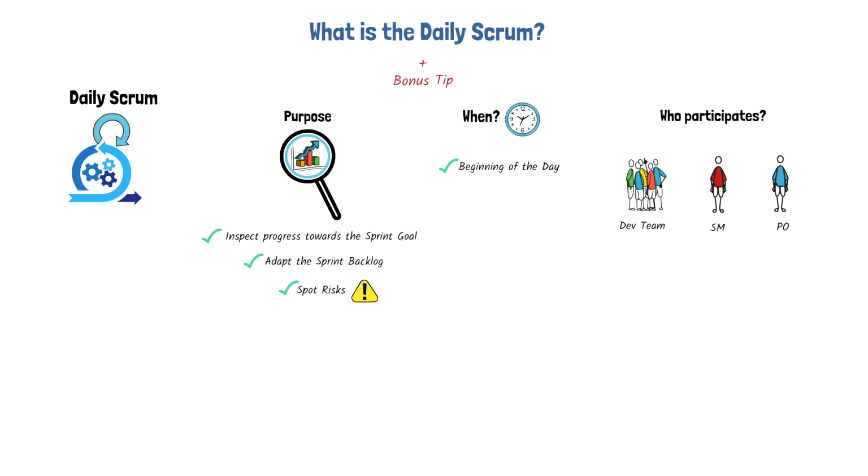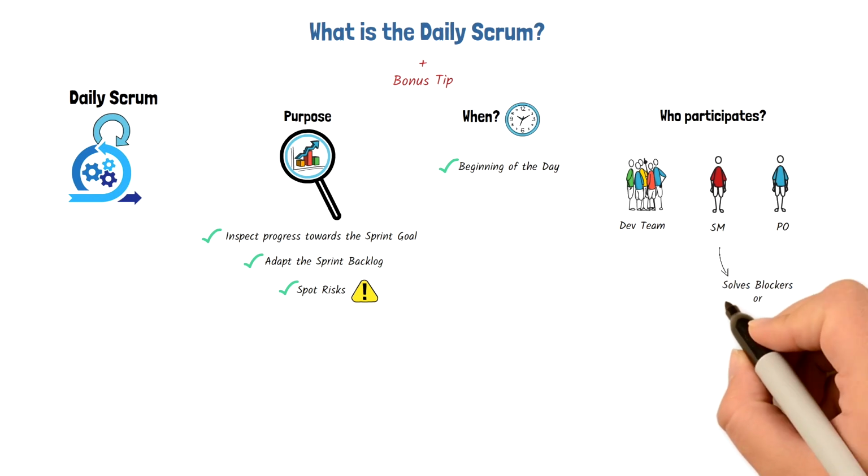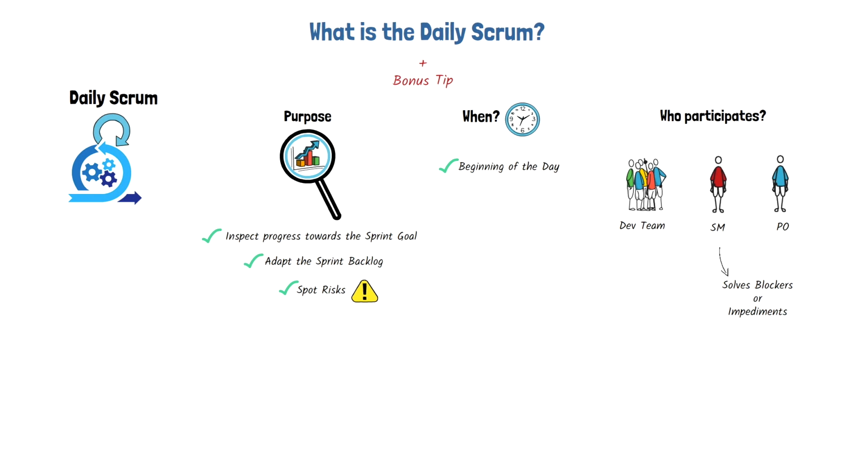When the team members know what everyone else is doing, it helps them coordinate their efforts and keep the work flowing smoothly. During these quick meetings, the Scrum Master is informed of any blockers or impediments and takes action towards resolving them for the team.